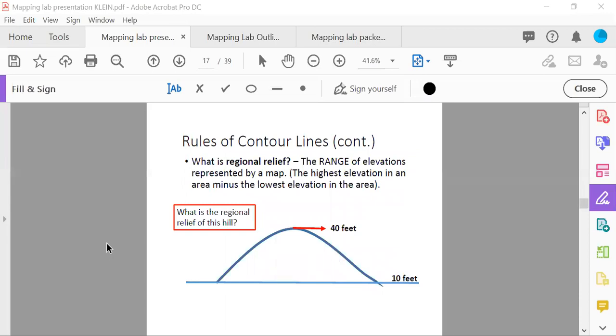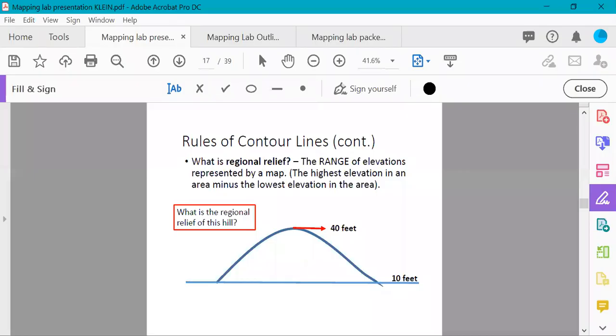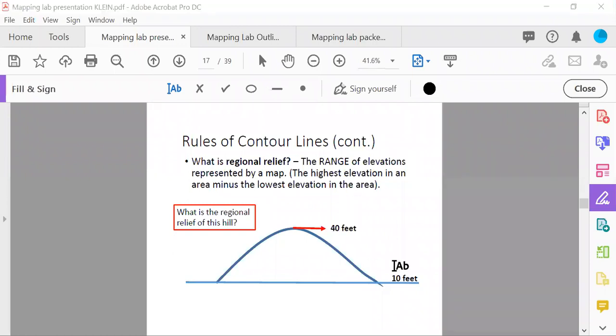Then we have regional relief. Regional relief is the range of elevations represented by a map. So basically it's the highest elevation in an area minus the lowest elevation in that area. So for example, what is the regional relief of this hill? Yes, that is correct. So it would be 30 feet. So the regional relief of this hill is 30 feet. So we know that the hill is 30 feet tall.